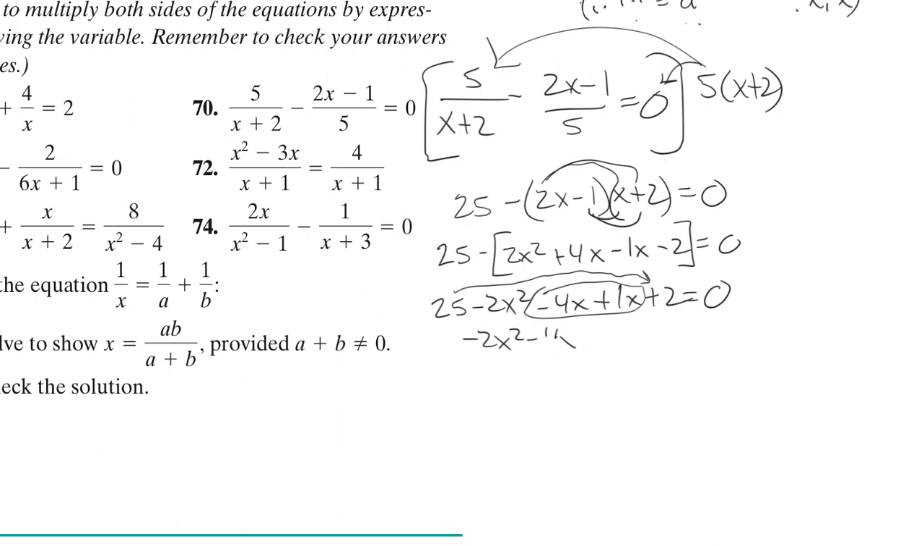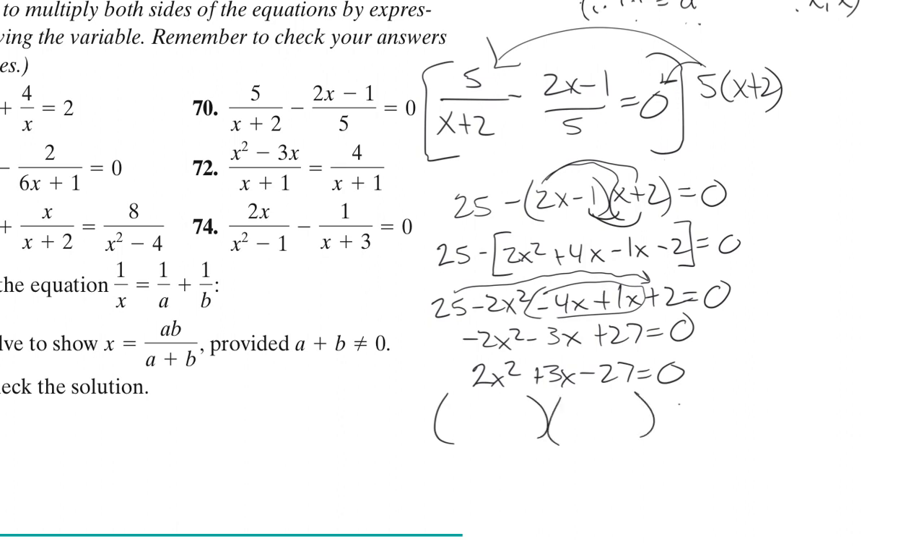So minus 3x plus 27 equals 0. Boy, 9 and 3. It's begging to get factored at this point. I'd like to divide everything by negative 1 so I have my leading coefficient positive. If I divide everything by negative 1, that really just changes the sign of everything. So that's 2x squared plus 3x minus 27 equals 0.